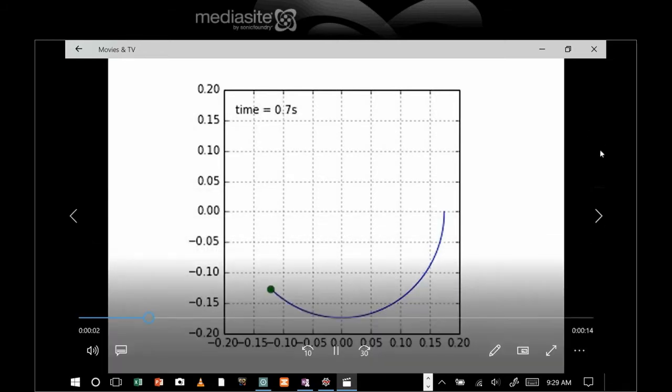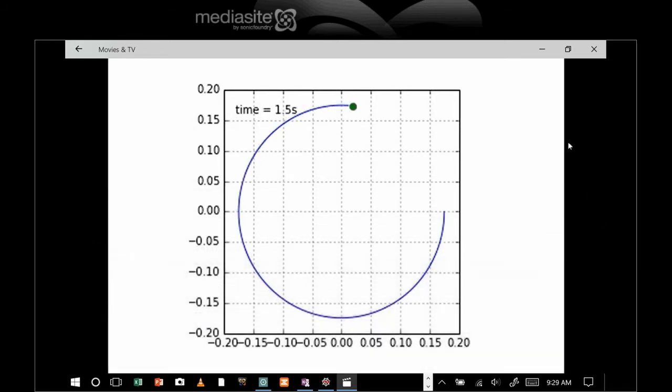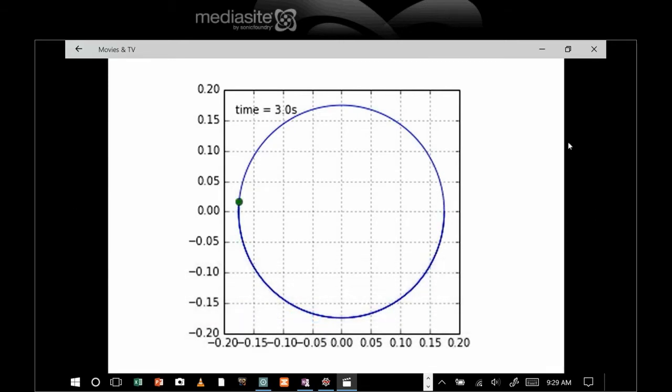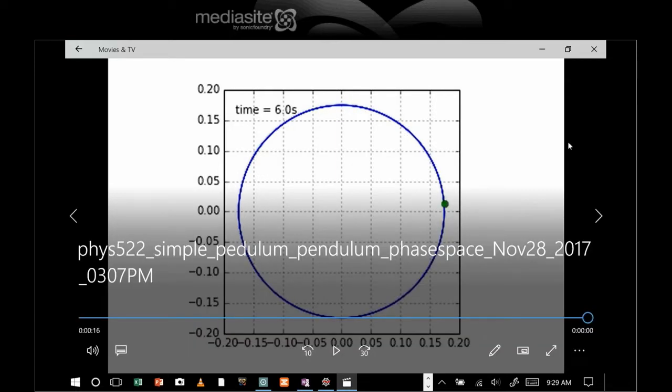And you can see as this thing goes around, it makes a circle. And not only do you get the phase space plot, you also get the time dependence of this thing. So it keeps on going around and around. Okay, so that's really cool. And again, that's for simple harmonic motion. It makes a nice little circle there.